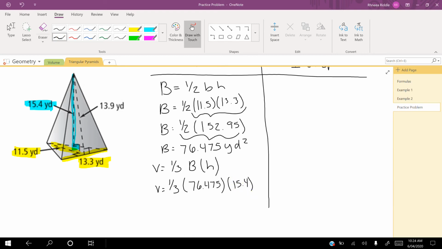And we can go ahead and multiply. So we get volume equals 1/3 times 76.475 times 15.4 gives us 1,177.715. And we're going to times that by 1/3, which gives us a really large number that we're just going to round off. 392.57 yards cubed as our entire volume. So now we're going to check ourselves by finding the volume using our other method, which is the one-step method.